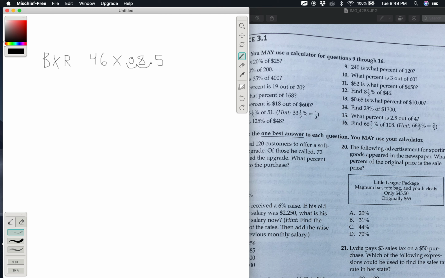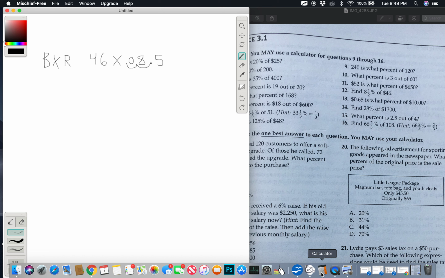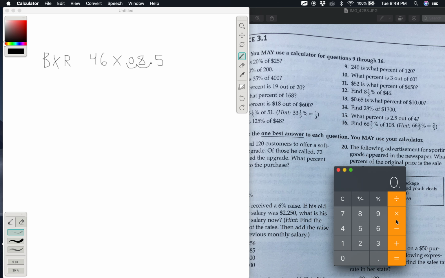So 0.85, that's 0.085 times 46 equals 3.91. Okay, this time we do not want to round off. Let's see, this is number 12. We do not want to round off like we did on number 7, where we rounded it off to 17. The reason we don't want to round this off is because we're talking about currency here, dollar forms, and this 91 specifically denotes that it's $3.91.